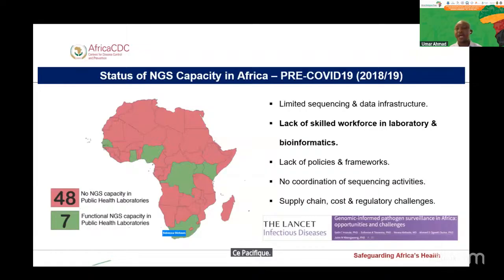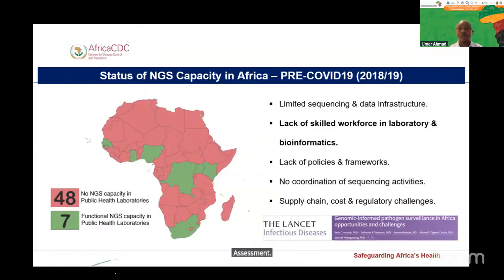And what we identified is that we are limited in sequencing and data infrastructure, there is a lack of skilled workforce in the labs, and bioinformaticians are lacking on the continent. There is a lack of policy and frameworks, no coordination of sequencing activities completely, challenges with supply chain cost, and also regulatory challenges when you send some reagents to some countries. These are the pre-assessment findings that were administered by the Africa CDC, in 2018, 2019.